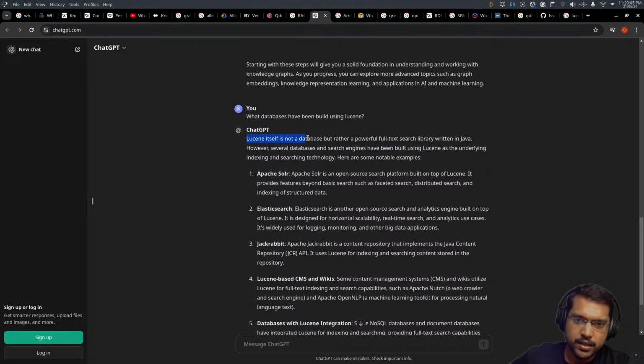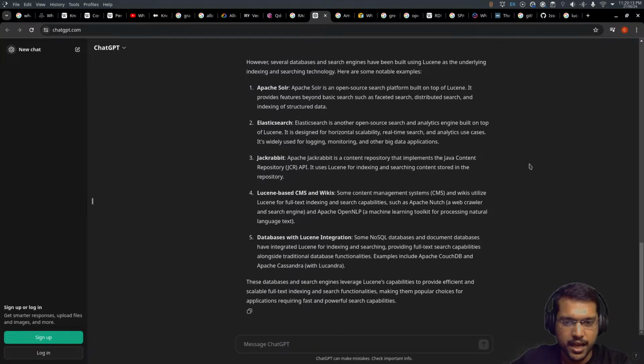Kind of crazy how it understands that I'm referring to it as a database in this case, and in some other cases just absolutely butchered the answer. Like it's completely wrong.